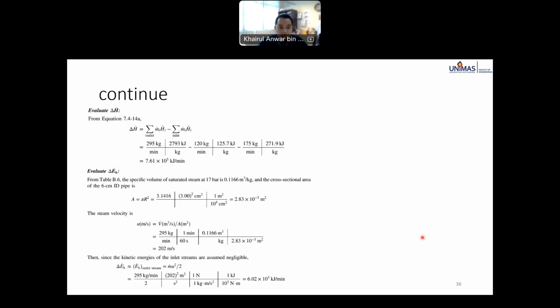From table B6, the specific volume of saturated steam at 17 bar. And the cross-sectional area of the 6 centimeter ID pipe is pi r squared, and we get the cross-sectional area. The steam velocity is U equal to the volumetric flow rate V divided by the area. We get the velocity.